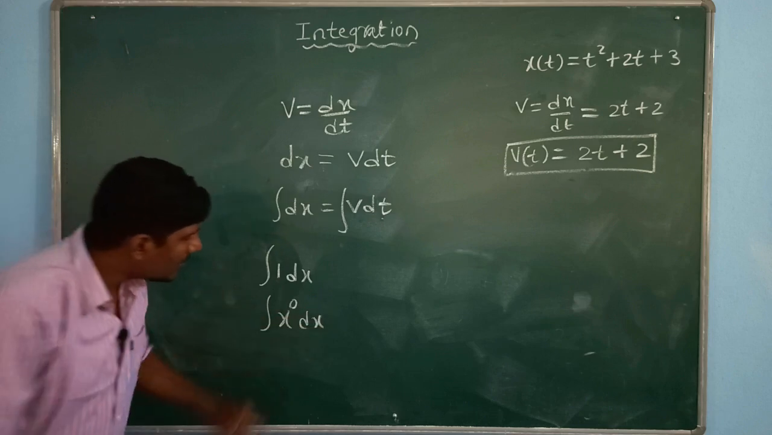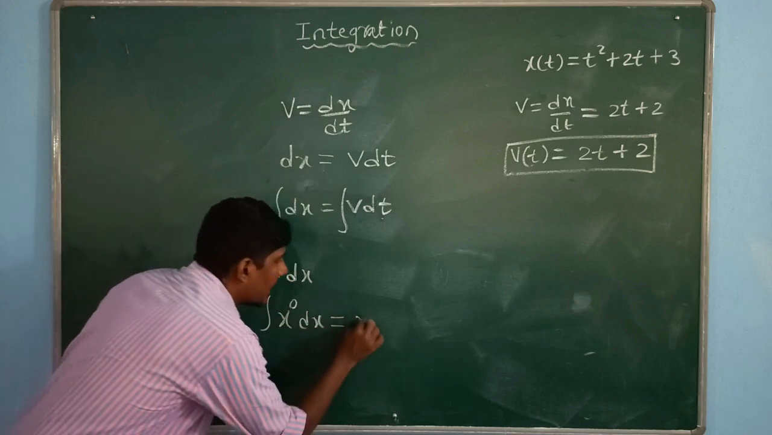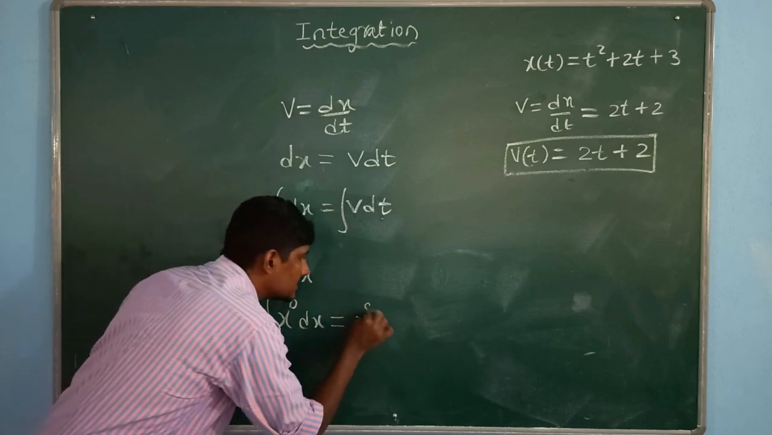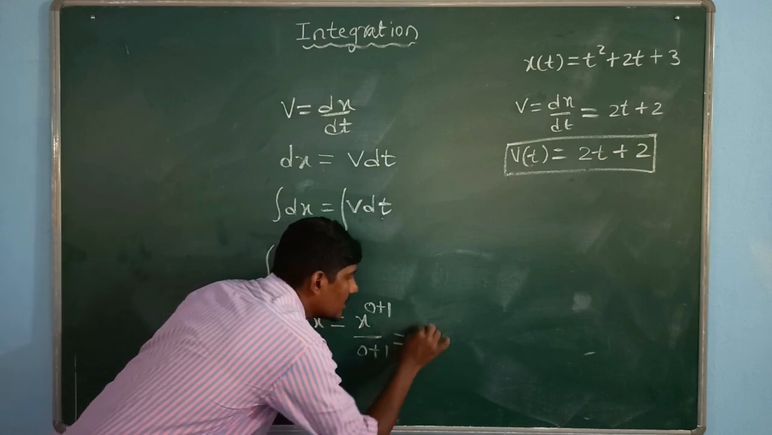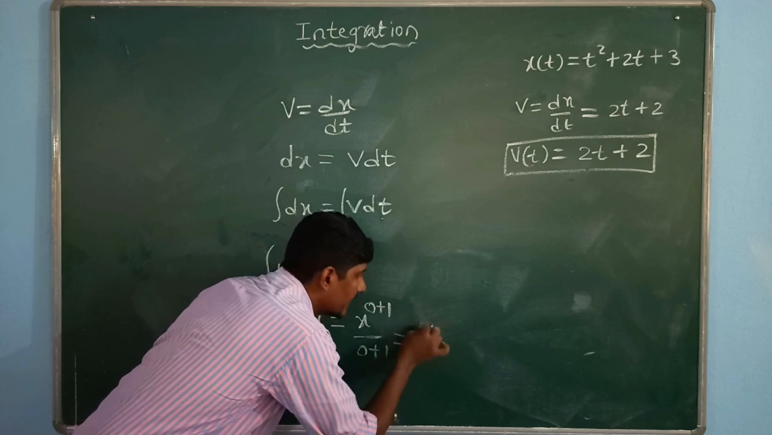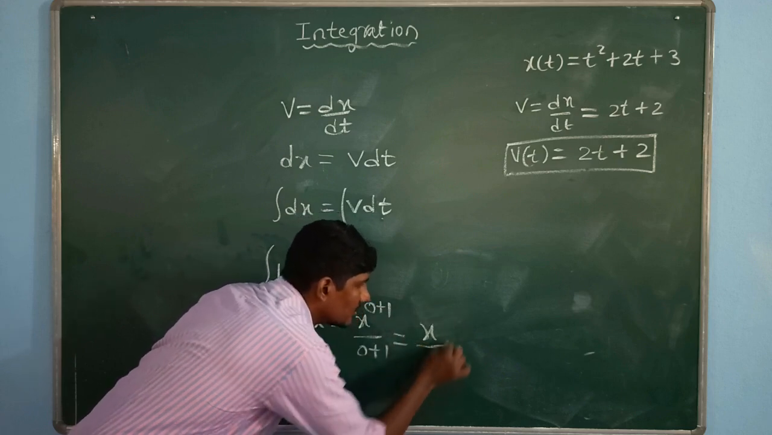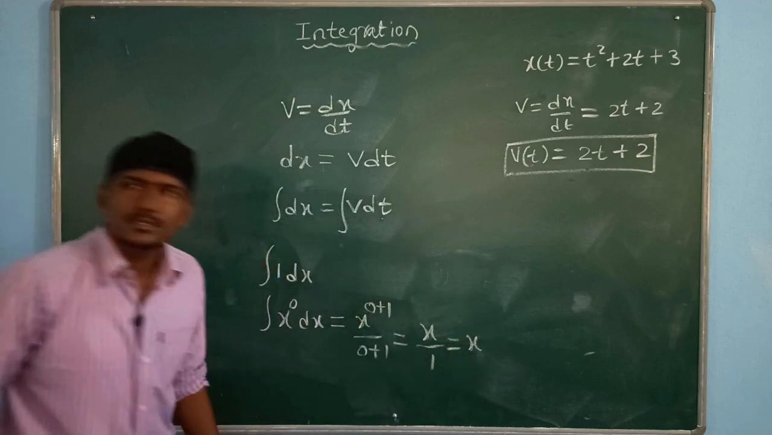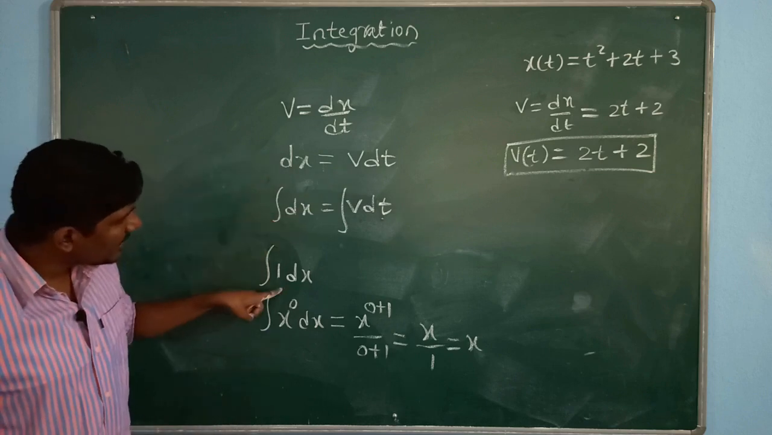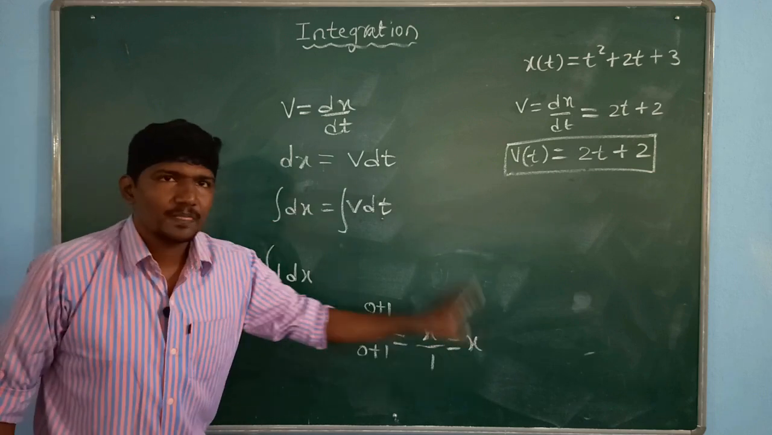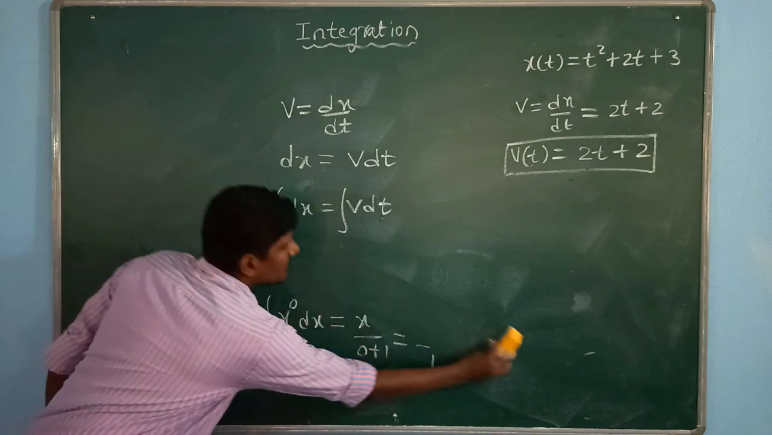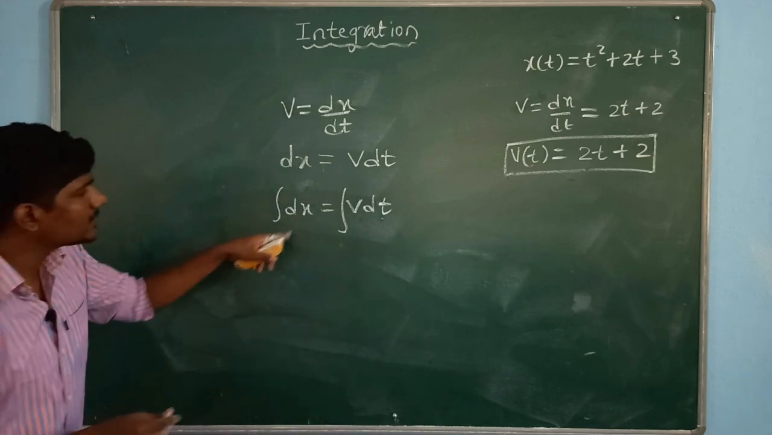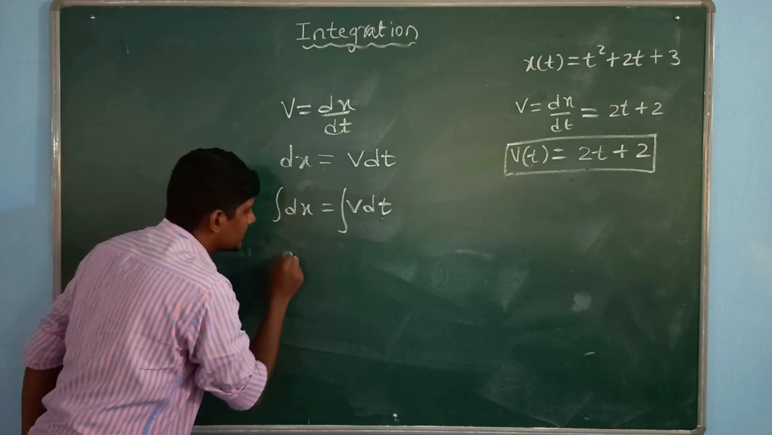So next, use the formula. What is that formula? x raised to n plus 1, that is 0 plus 1, divided by 0 plus 1. So the answer is what? 0 plus 1 is 1. x raised to 1 means x, divided by 1. And the final answer is what? x. So now integration of dx means you need to remember it is x. Very simple. So because of this, here integration of dx is what? x.